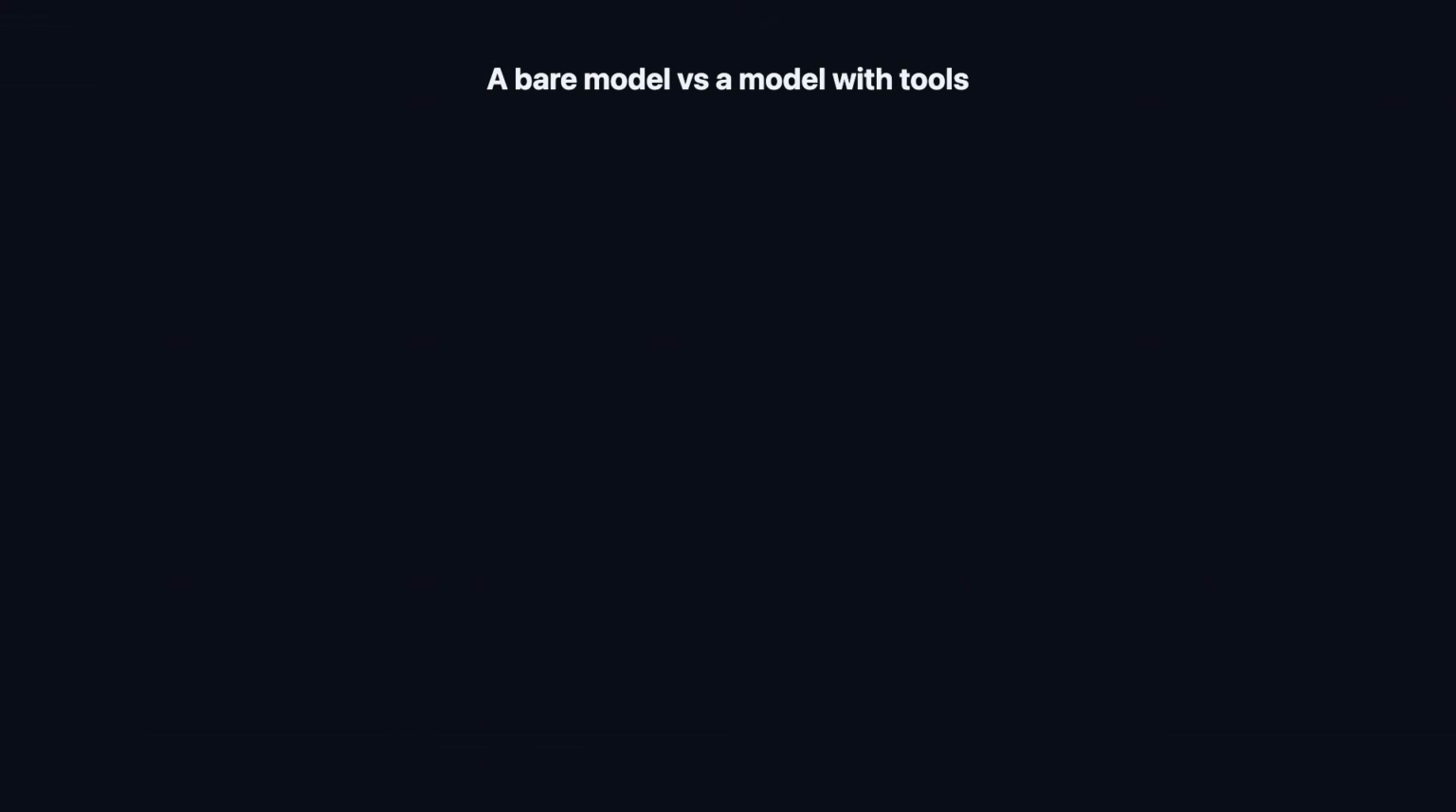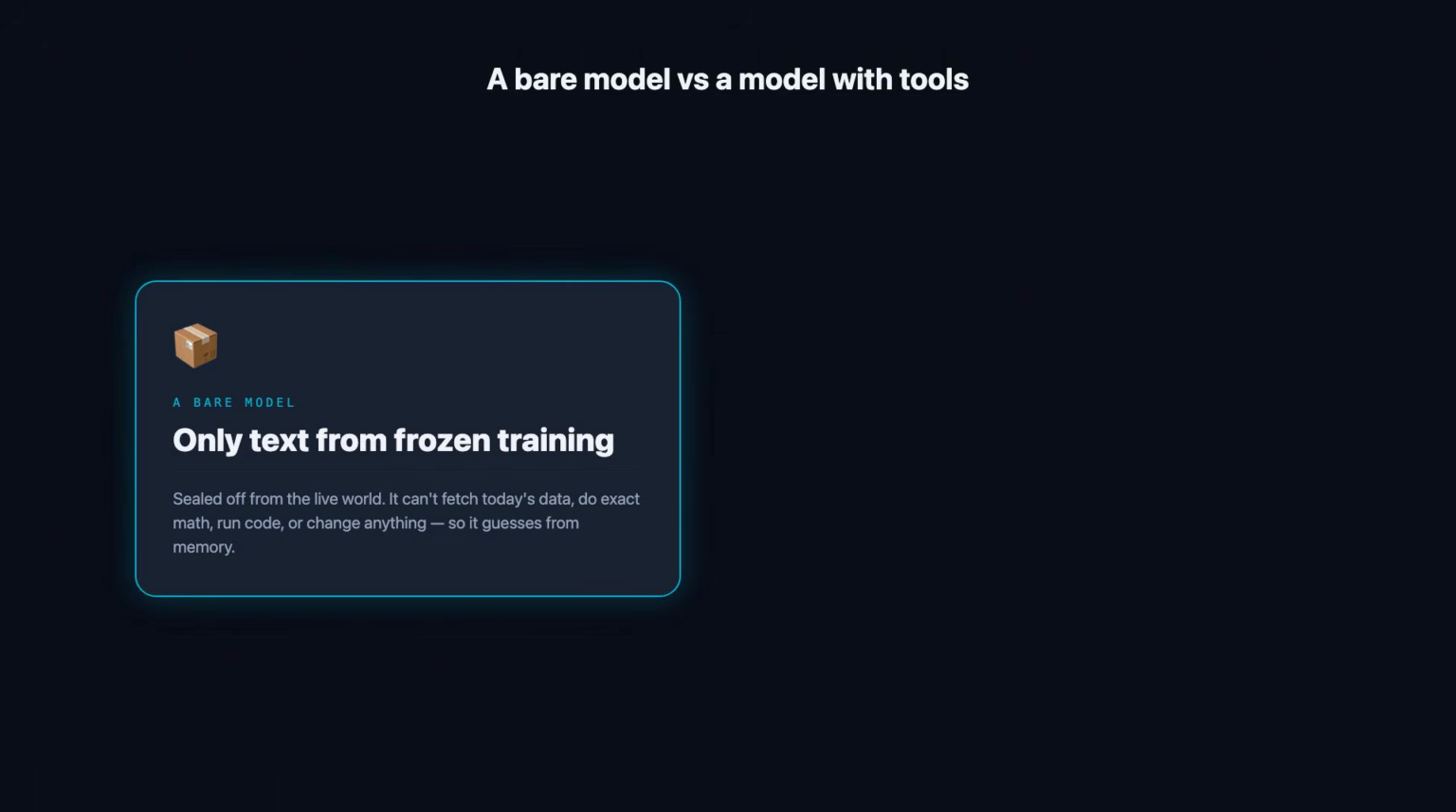First, let's see the gap that tool use is actually closing. A bare model can only generate text from its frozen training. Ask it for today's headlines or a precise calculation on huge numbers, and it will confidently make something up because it has no way to actually check. It's sealed off from the live world, guessing from memory alone.